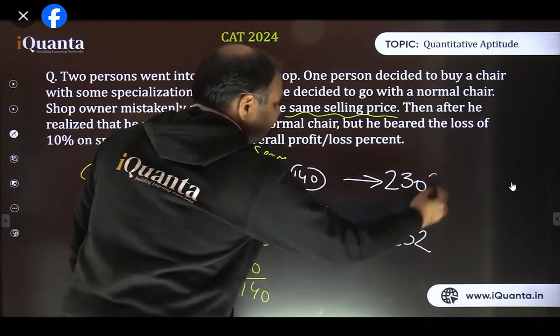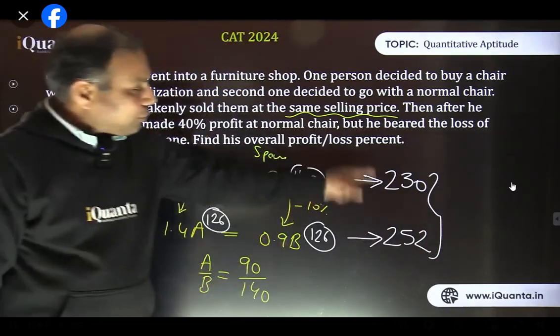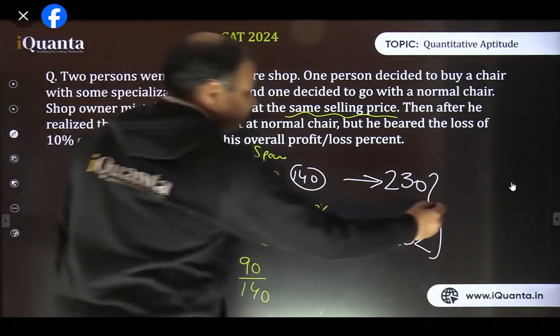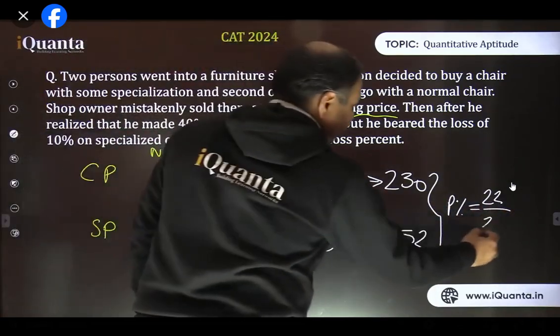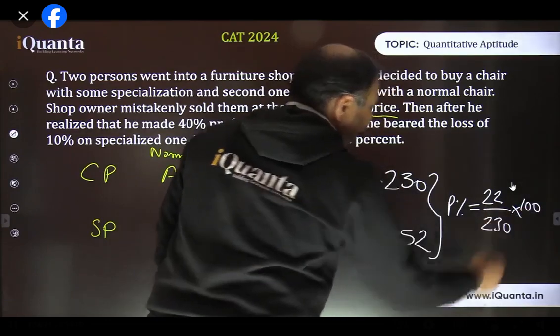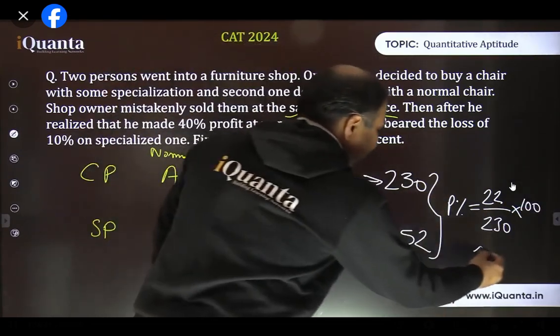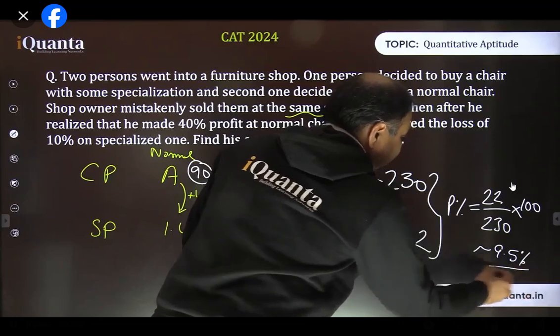Now we have everything to calculate our answer. A profit of how much? 22 rupees. So the profit percentage is basically 22 upon the cost price, that is 230, into 100. If you simplify it, it will be slightly less than 10%, of course. It comes out to be approximately 9.5%. So that is the answer.